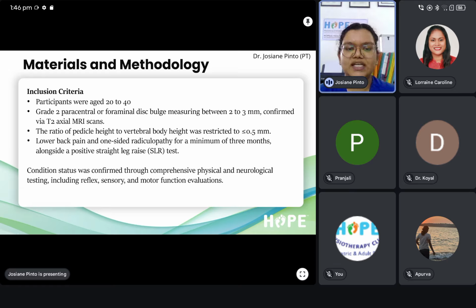Low back pain and one-sided radiculopathy for a minimum of 3 months were the symptoms that had to be there in the history, alongside a positive SLR test. So the condition status was confirmed through comprehensive physical and neurological testing, including reflex, sensory, and motor function evaluation.